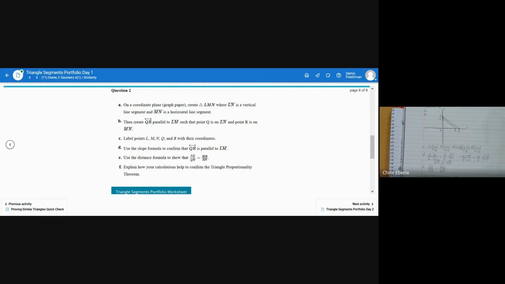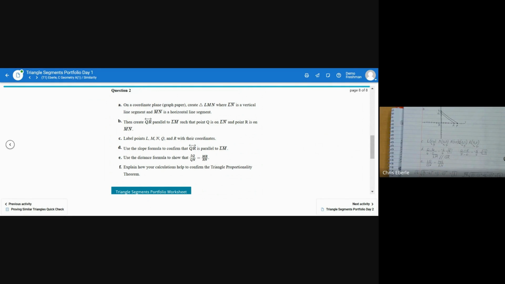Okay, it says that point Q is on LN. So this is LN right here. So Q is on that. And then R is on NM. Okay, so again, the configuration of this one is a lot more specific. And then from here for part C, you want to label the coordinates for L, M, N, Q, and R.